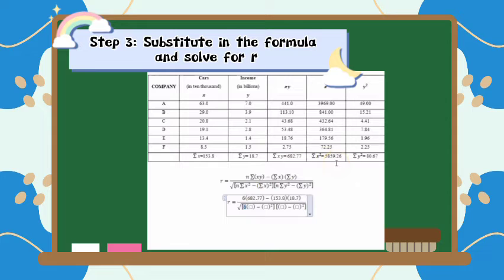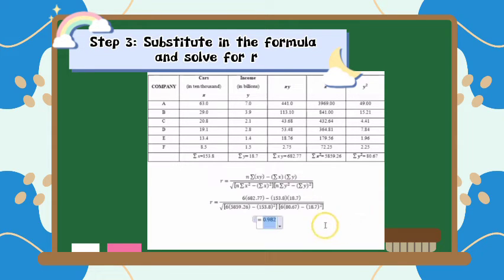And the n, the population, which is 6, and the summation of x squared is equal to 5,859.26. The summation of x, so we have 153.8. And then the population, which is 6, and then the summation of y squared, which is 80.67. Summation of y, which is 18.7, then squared.